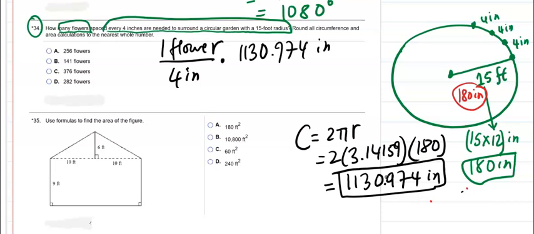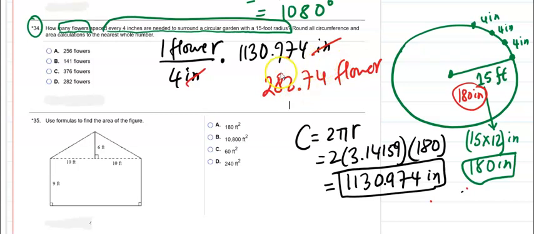So you're going to get 1130.974 inches. So what happens here? Inches cancel. So you multiply 1 times 1130.974 divided by 4. We get 282.74 flowers.